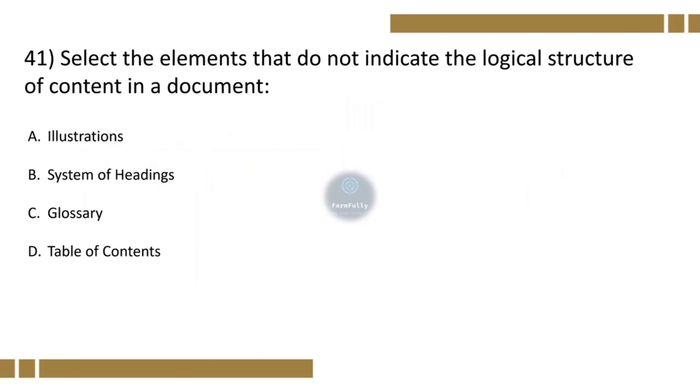Question 41. Select the elements that do not indicate the logical structure of content in a document. Option A, illustrations. B, system of headings. C, glossary. D, table of contents. And the correct option is A and C.